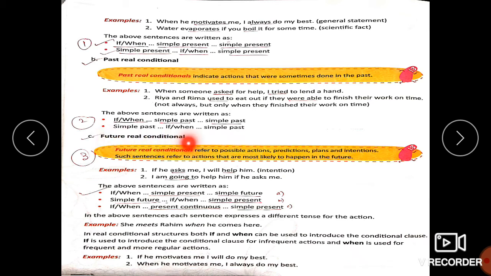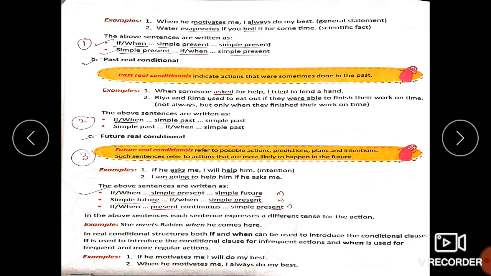Now future real conditional. Future real conditionals refer to possible actions, predictions, plans and intentions. Such sentences refer to actions that are most likely to happen in the future. So future real conditionals will indicate some possibility of an action, a prediction. When we make a prediction of an action, some plan being made about some future action, something that we intend to do in future.